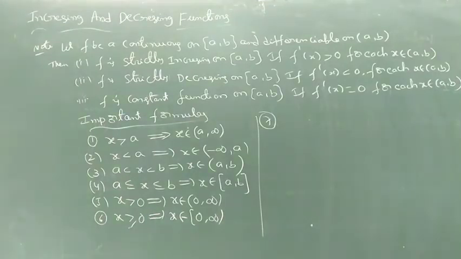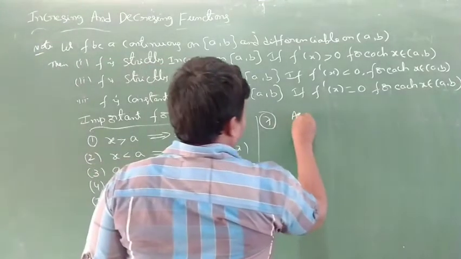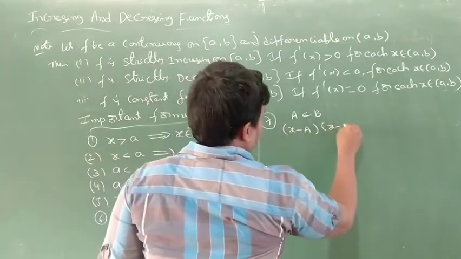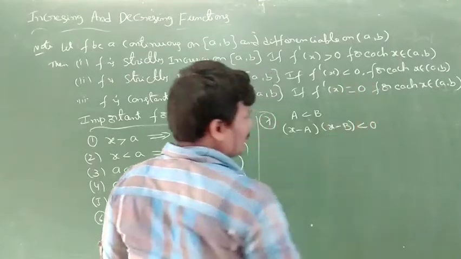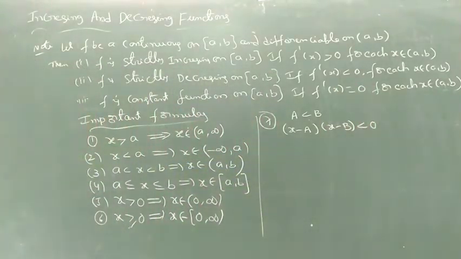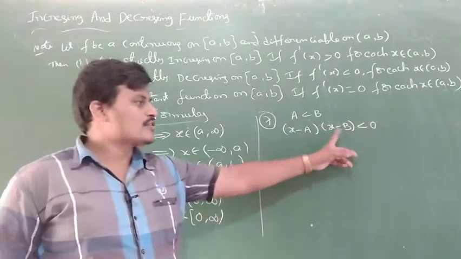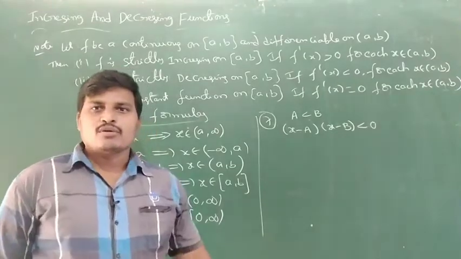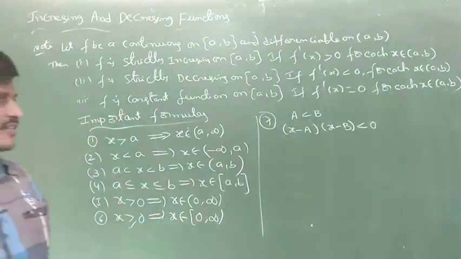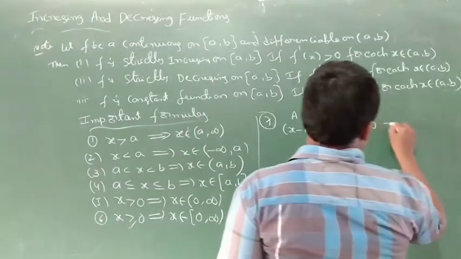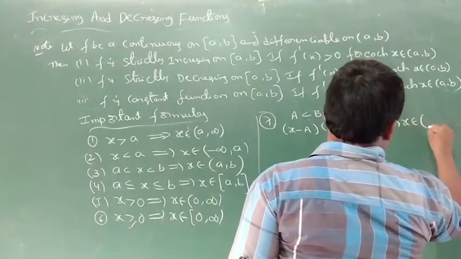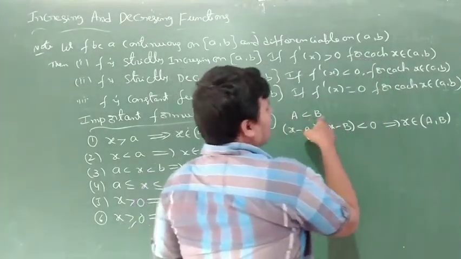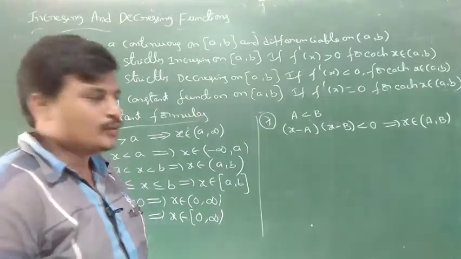Next, another very very important one. a less than b, x minus a into x minus b less than 0. A quadratic equation we convert into roots type, x minus a into x minus b. This type, less than 0, means what is the answer? X belongs to open interval a comma b. Here a is the smallest value, b is the biggest value.